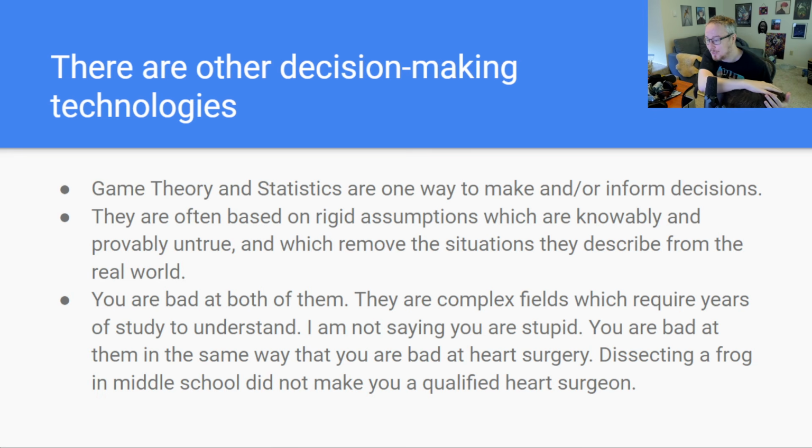They are complex fields which require years of study to understand. I am not saying you are stupid. I am saying you are bad at them in the same way that you are bad at heart surgery. Dissecting a frog in middle school did not make you a qualified heart surgeon. Even if you went to medical school and studied medicine for a long time, you are probably still not good at heart surgery. It's a very, very specific thing.